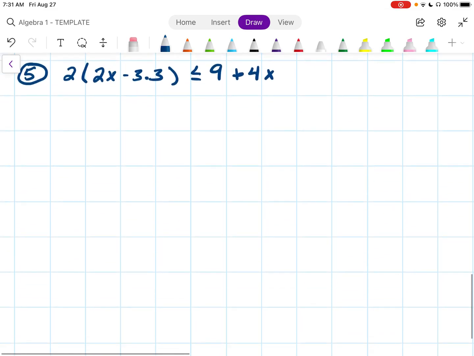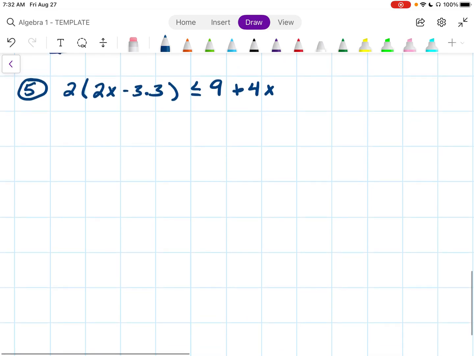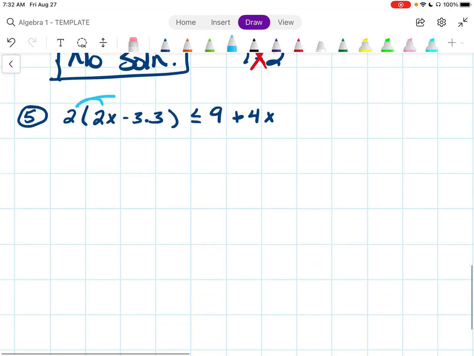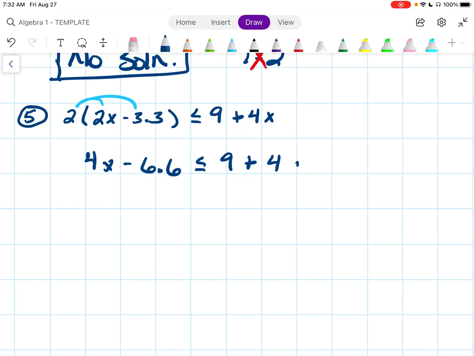All right, number 5, last one. Now this one, we have a 2 hanging out front, like in the other one. But if we were to divide by 2, that 9 would turn into a fraction, and I just don't want that. So I'm going to distribute the 2, drawing the little swoops. So I've got 4x minus 6. 6 is less than or equal to 9 plus 4x.